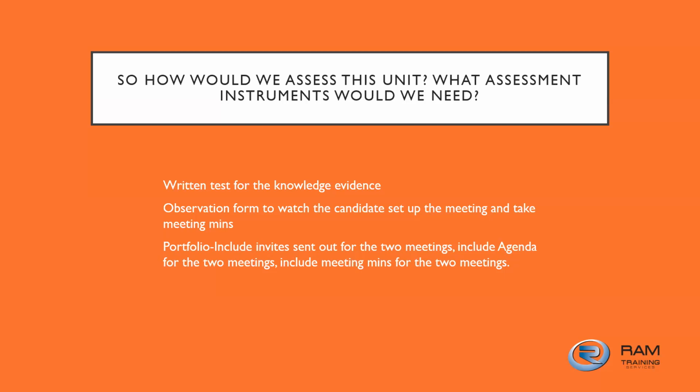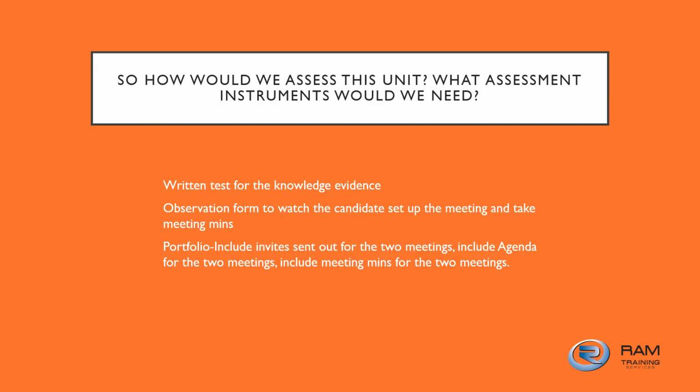And then we probably also have a portfolio, which includes meeting invites that are sent out for the 2 meetings. We'd want a copy of the 2 agendas that they create for the 2 meetings. And we want to see the meeting minutes for the 2 meetings. All right. Does that make sense? Hopefully it does. And the portfolio would probably have a heading on it and some instructions and tell the candidate exactly what to do, what to include, and maybe even provide some templates for getting the agenda and the meeting minutes done. But that is a good quality assessment there.